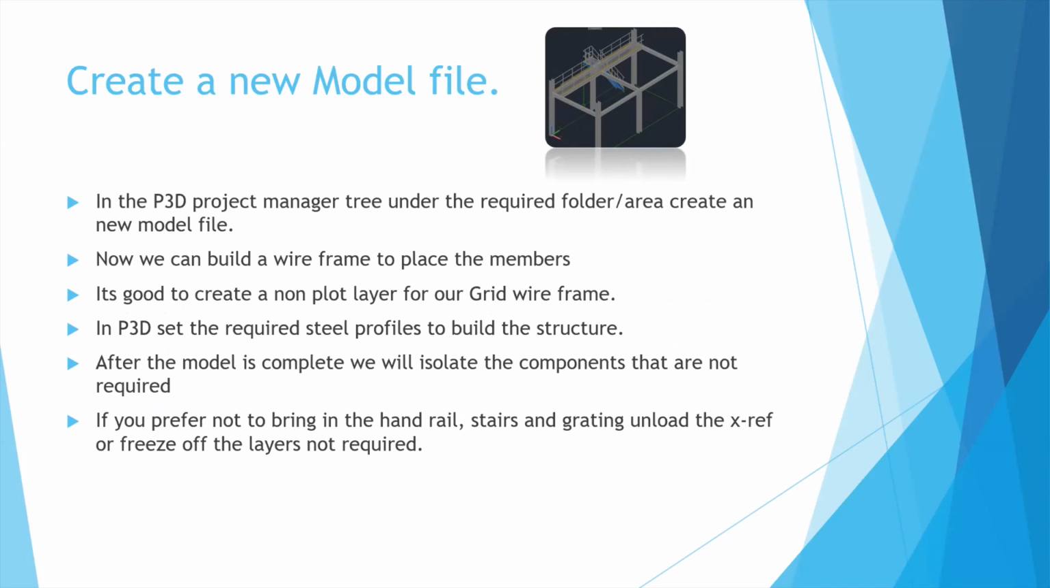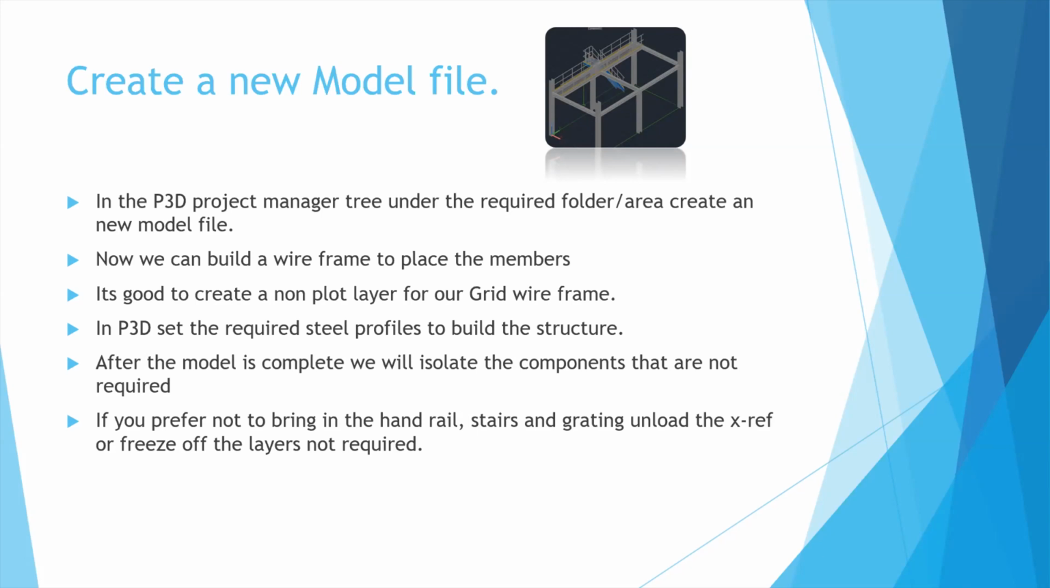Create a new file, new model file. So you can see here in my image, I've got a basic steel pipe rack kind of a system with a bit of a walkway there as an example. So in the Plant 3D Project Manager tree, under the required folder area, create a new model file. So you can see that happening.